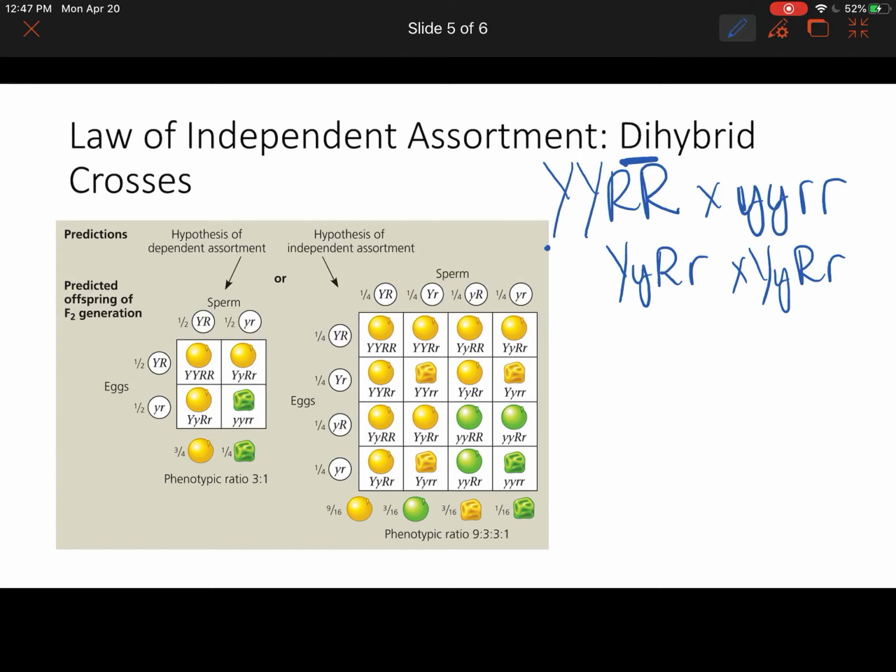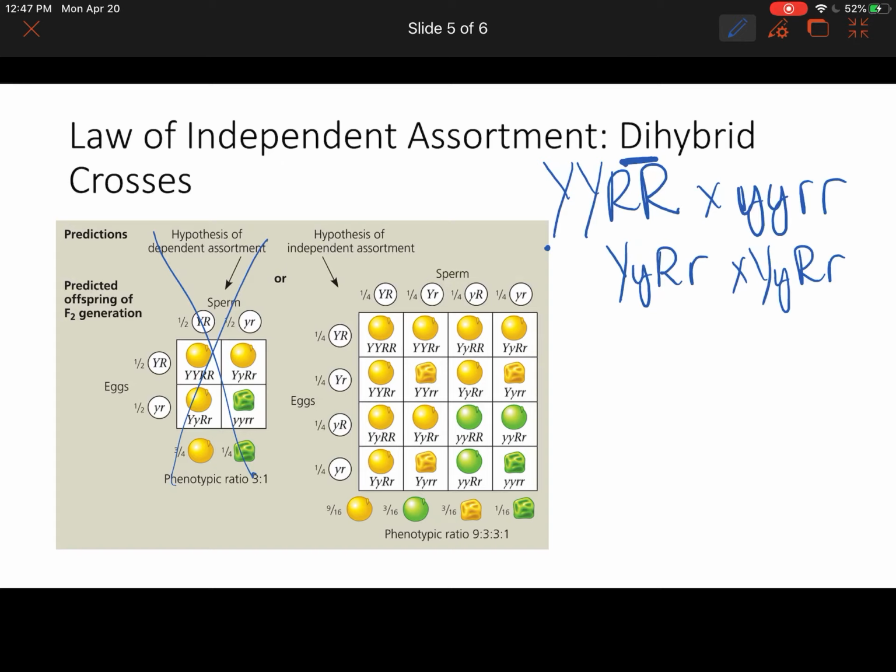It's going to have to be a 4 by 4 square. I don't want you to worry about this. This is just a hypothetical example of if there was an independent assortment. I just want you to look at how the Punnett square is set up.